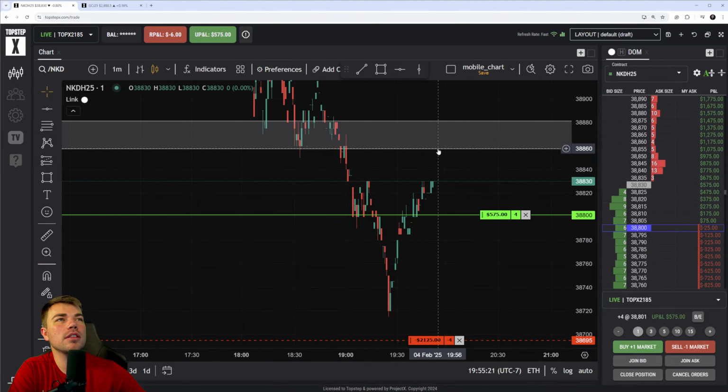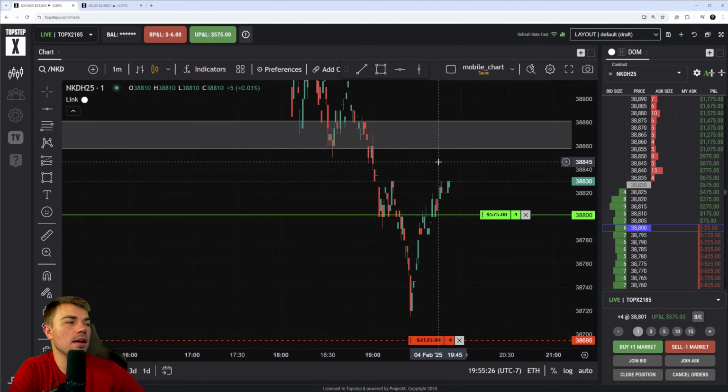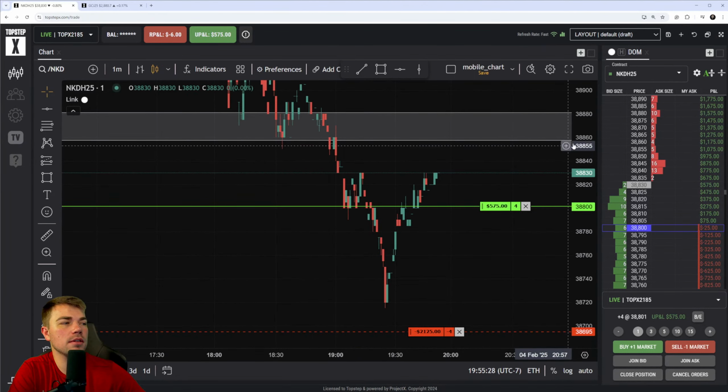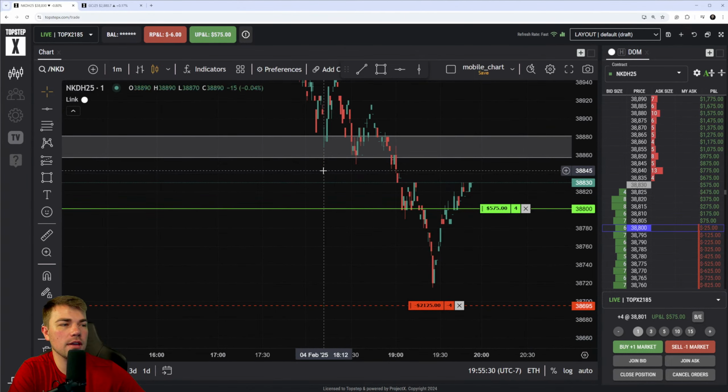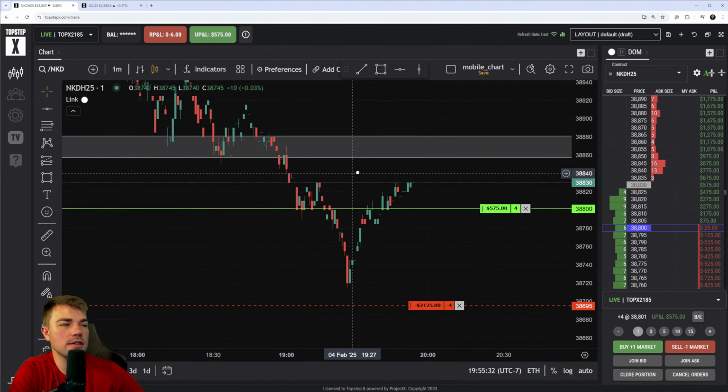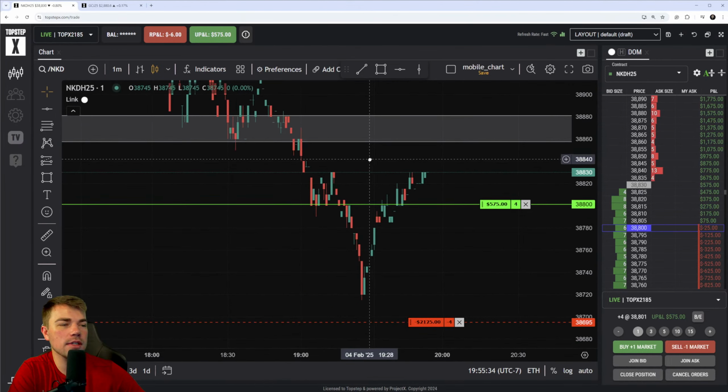Dakota, you don't use market structure in your trading? When it breaks the structure, you enter the trade. It depends on what you're talking about. Market structure can mean, are you talking about support and resistance? Are you talking about pullbacks, breakouts, consolidation?